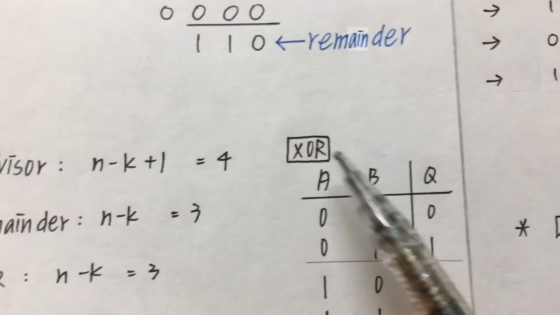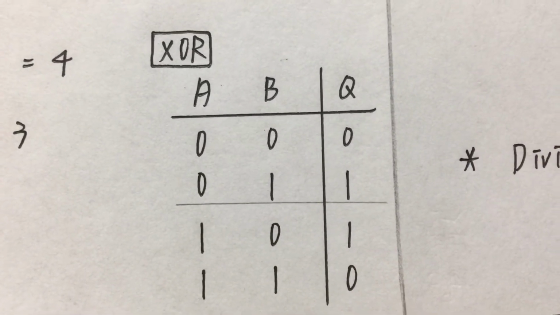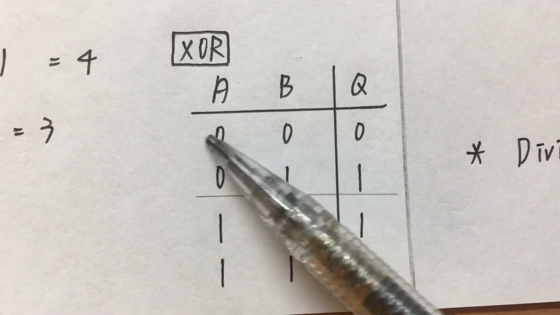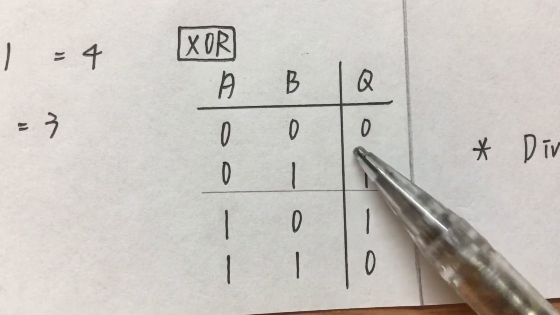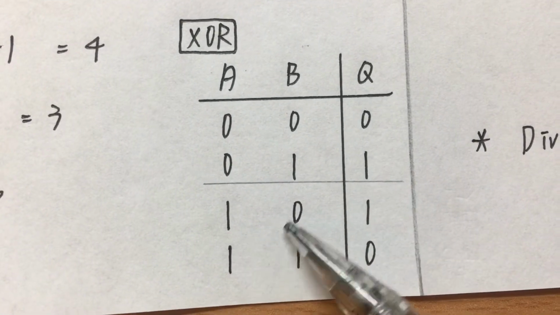What is XOR? Please look at the table. If two inputs are the same, the output will be 0. If they are different, the output will be 1.